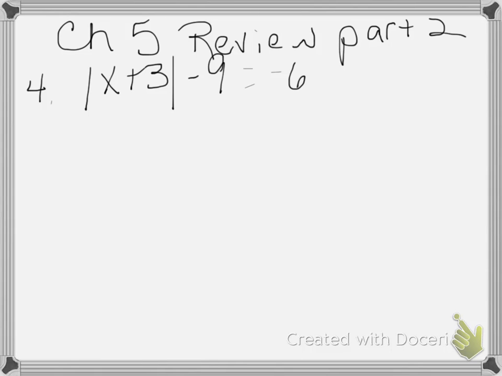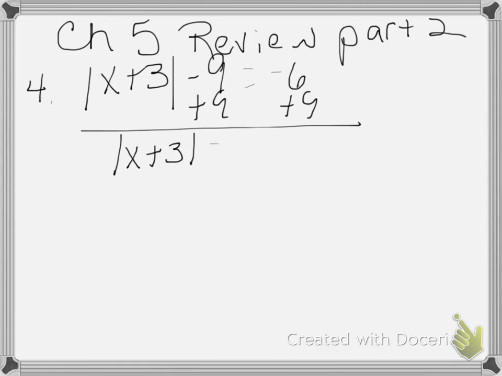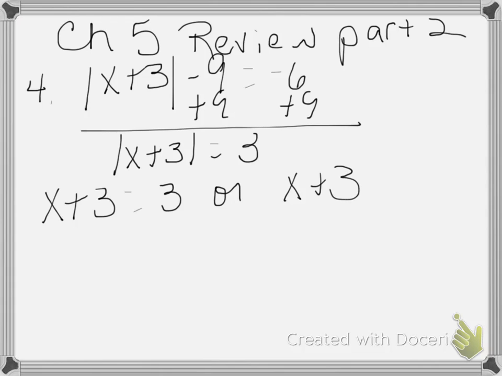Okay, number 4 on the review. We need to get the absolute value by itself, so you have to add 9 to both sides first before you do anything. So after you add 9, you get the absolute value of x plus 3 is equal to 3. Now we take it out of the absolute value, put x plus 3 is equal to 3, or x plus 3 is equal to negative 3.